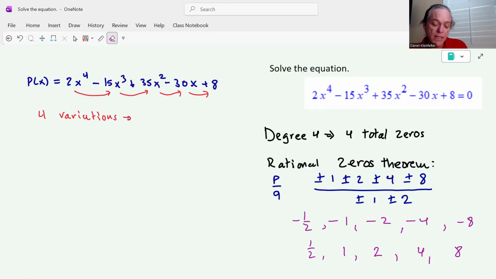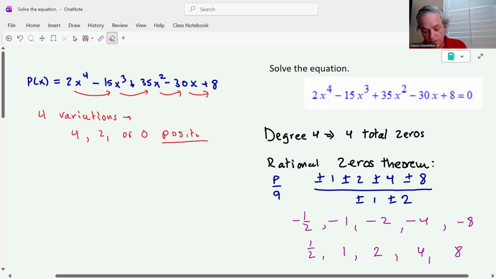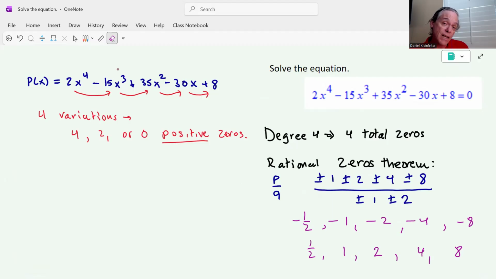And so that means that the number of positive real zeros is either equal to that or less than that by an even number. So there will be either 4, 2, or 0 positive zeros. And that's not very helpful. We know that there are going to be 4 total zeros. Any complex zeros would have to occur in conjugate pairs, so that's not very helpful.